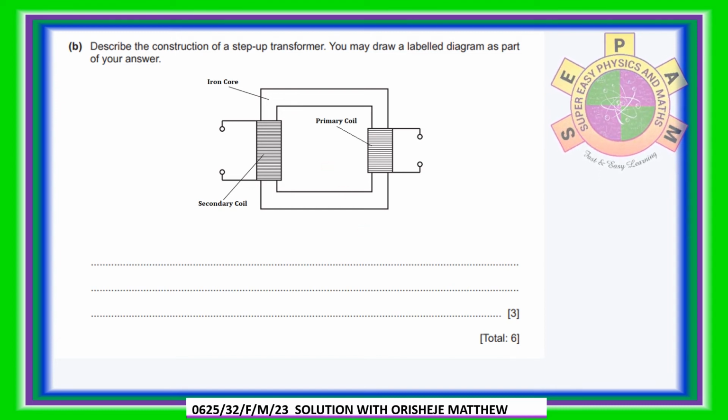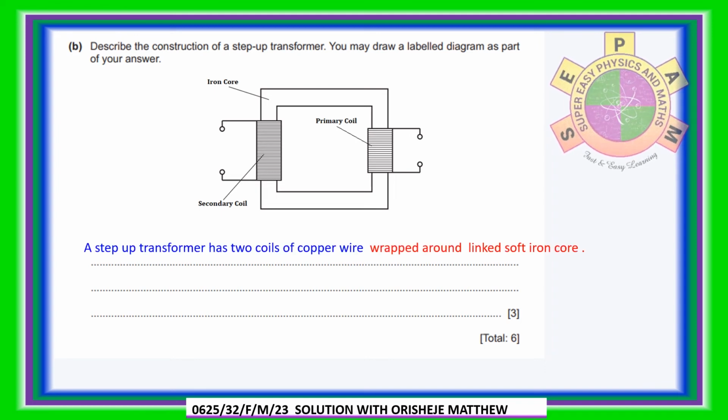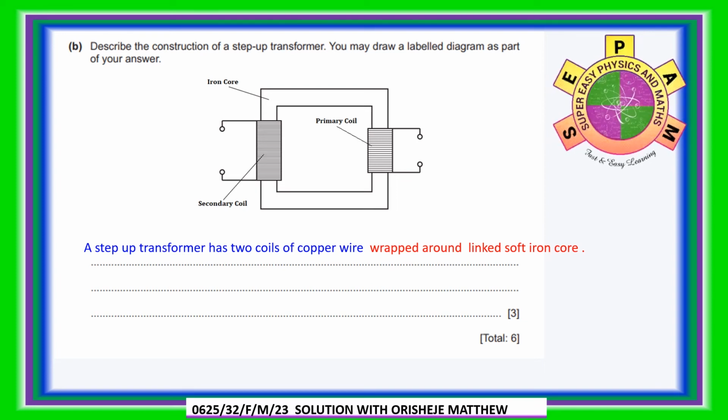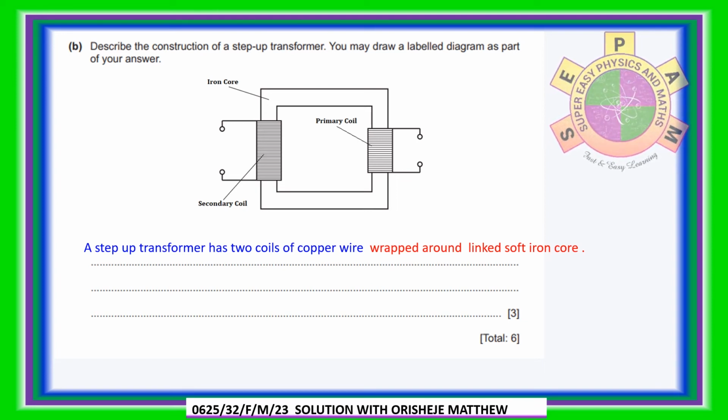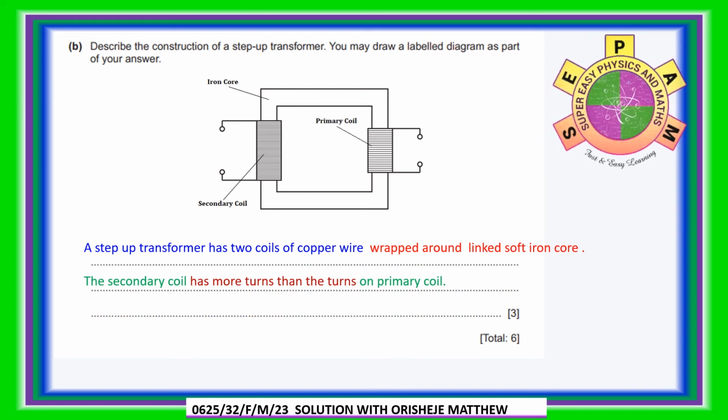Now, what is the explanation? A step-up transformer has 2 coils of copper wire wrapped around a laminated soft iron core. Then the secondary coil has more turns than the primary coil. So you finish the simple description.